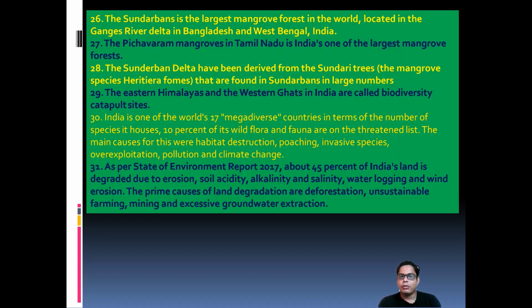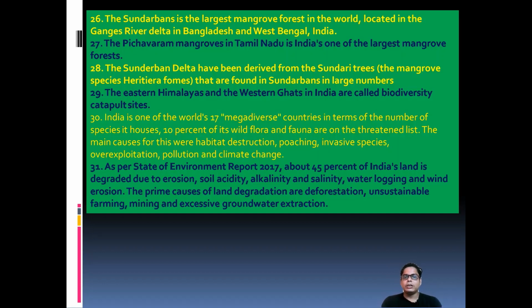But you can see the main causes: habitat destruction, poaching, invasive species, over-exploitation, population, and climate change. So at that time we have to be concerned about this. The Government of India and the Forest Department of India have to be concerned about how these species are disappearing from our environment, from our forest area. So this thing we have to understand, and there must be a solution.